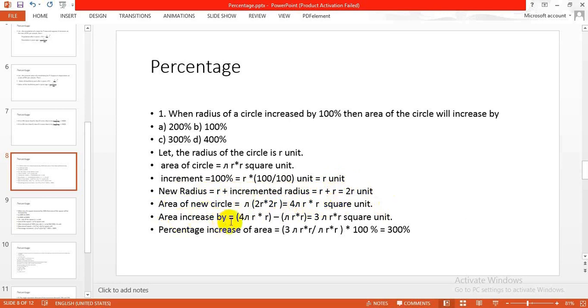So the area increased by 4 pi R square minus pi R square, which is equal to 3 pi R square unit. So the percentage increase of area is 3 pi R square by pi R square into 100 percent, that is 300%.